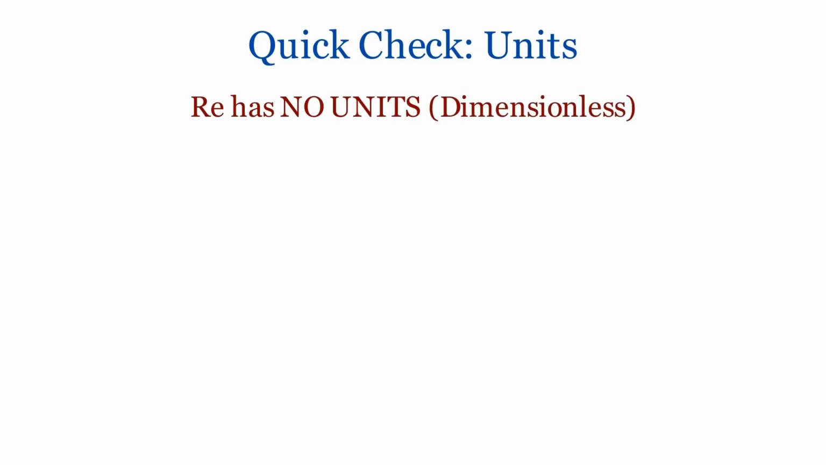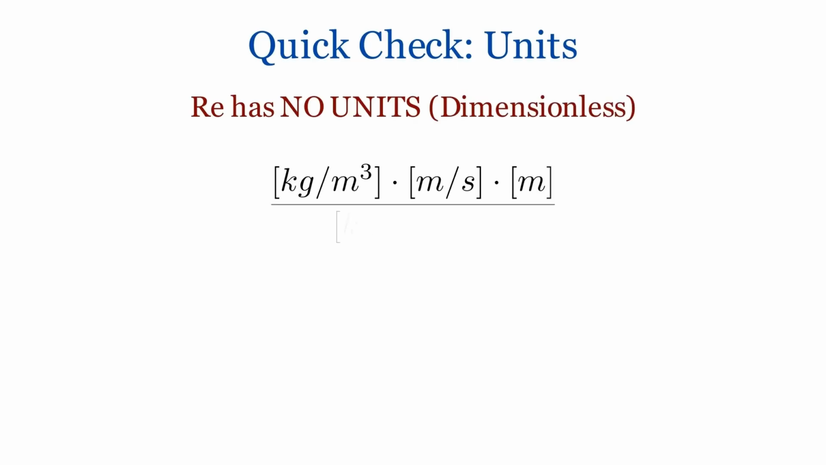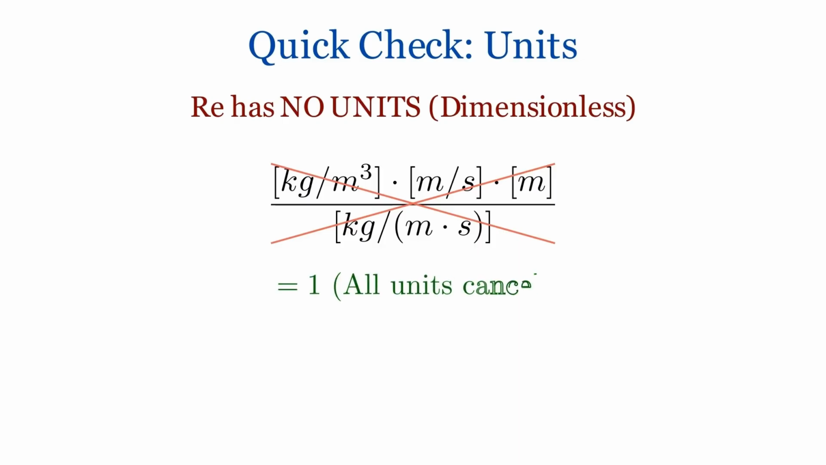Quick check. Notice Re has no units. Density times velocity times length divided by viscosity, all units cancel out. That's what makes it dimensionless and universal.